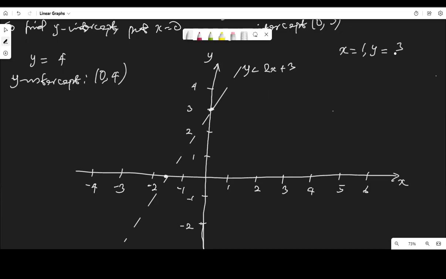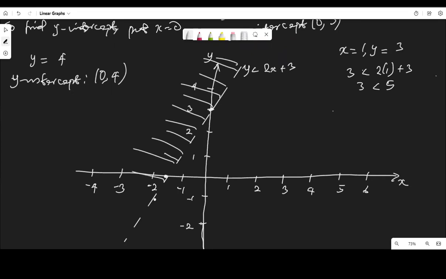So if x is 1 and y is 3, putting it here, that is 3. Let's see whether it's less than 2 times 1 plus 3. Of course, 3 is less than 2 times 1, which is 2, plus 3, which is 5. 3 is less than 5. Meaning this side satisfies the inequality. The region that does not satisfy the inequality will be this side. So we shade all of this side. Okay. That is that for the first inequality.